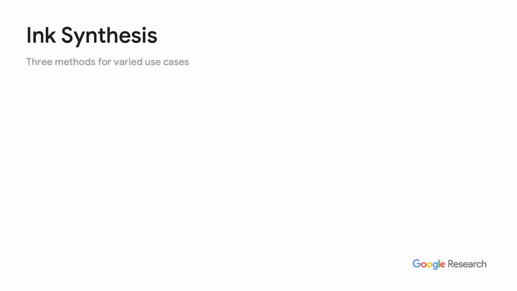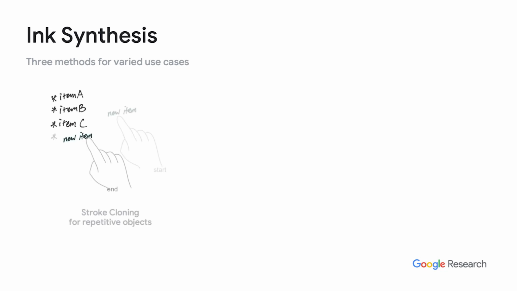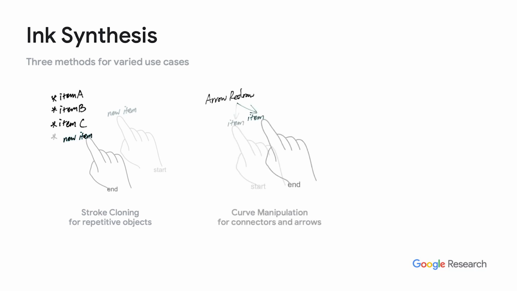As for ink output, we implemented 3 methods to handle common use cases. We clone strokes for repetitive items. For example, if a user is moving an item into a list, we clone a bullet for the new list item. We implemented a curve manipulation algorithm to help users redraw connectors and arrows. Lastly, we use a styled synthesizer for text editing and creation. The synthesizer can produce handwriting text mimicking the user's writing style.